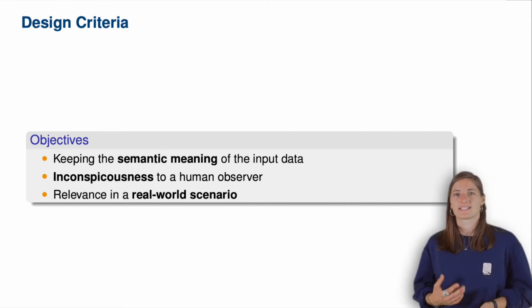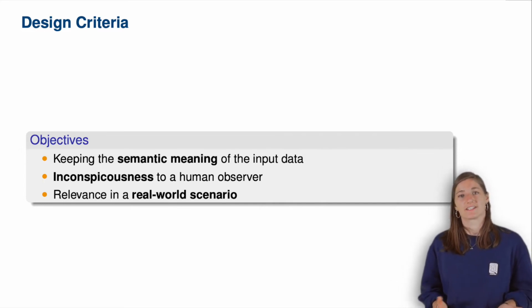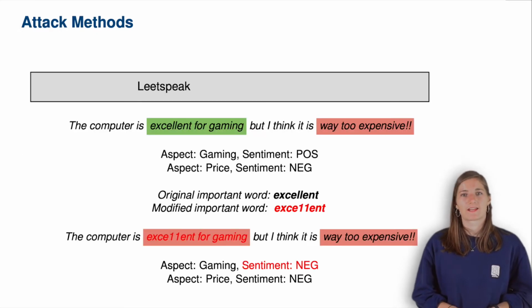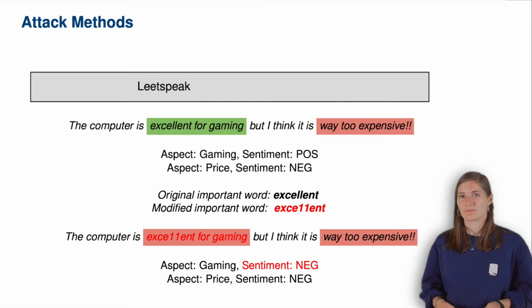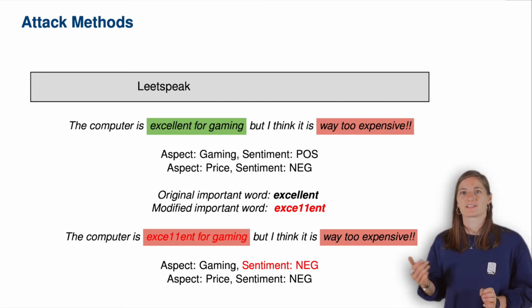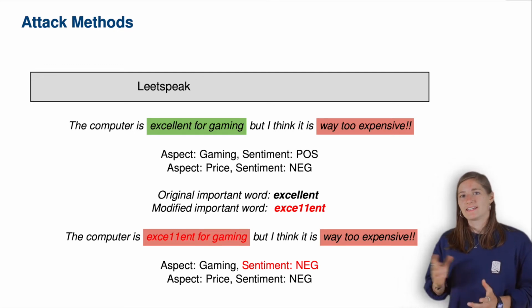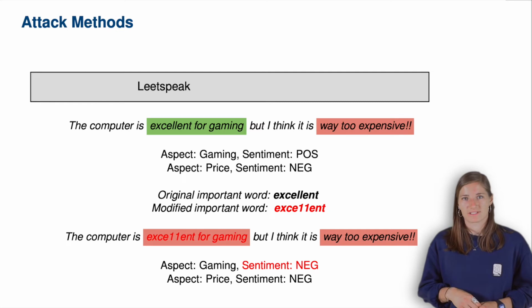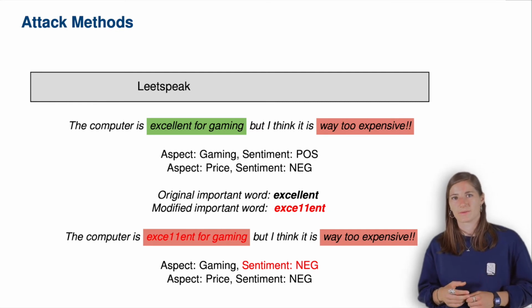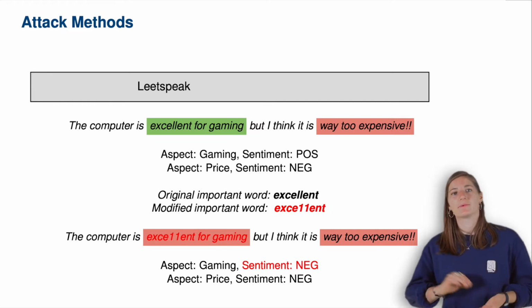Since textual data is discrete, we could not use gradient-based methods for any of our attacks. Let's look into the attacks. The first one is leetspeak. We generate adversarial examples by substituting suitable letters with visually similar-looking numbers, so-called homoglyphs. See here the resulting adversarial example sentence after modification, which causes the classifier to switch from gaming positive to gaming negative.